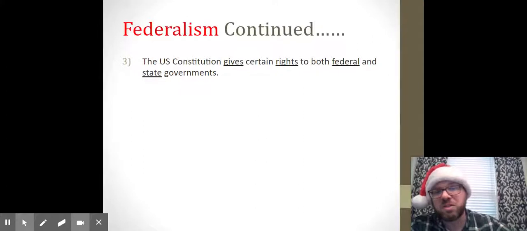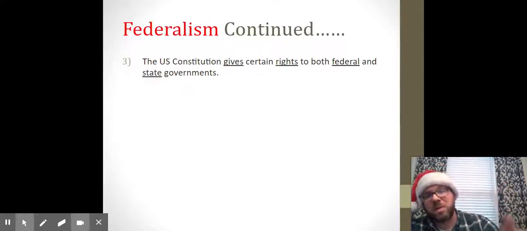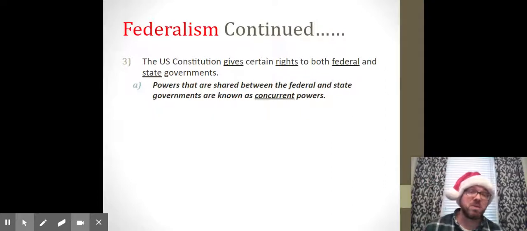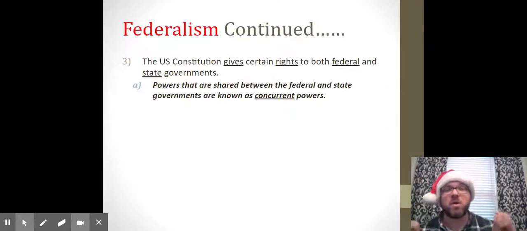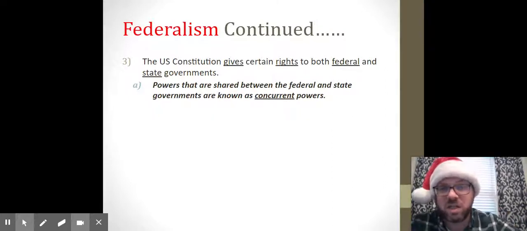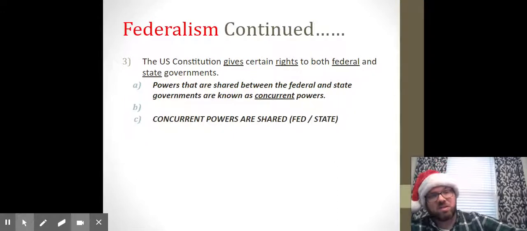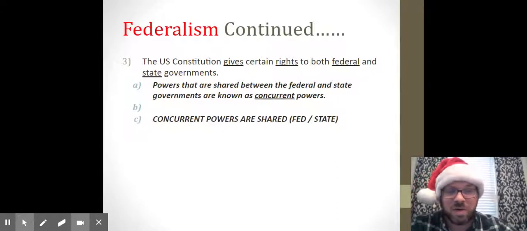The U.S. Constitution gives certain rights to both federal government and state government, right? Powers that are shared between the two different levels of government are known as concurrent powers. Again, if you wanted to summarize it, concurrent powers are shared by both the feds and state governments.